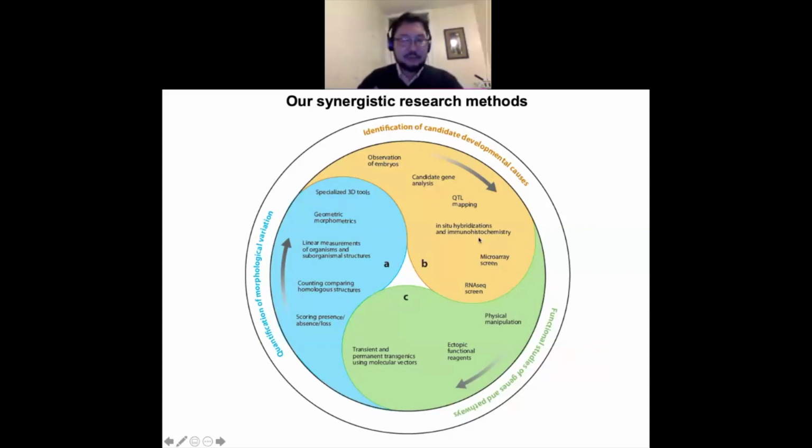The orange are the methods of comparative embryology, where we compare embryos, developmental strategies of different species, to understand which developmental changes can help us explain those morphological variations. And finally, in green are the experimental methods, where we take those candidate genes, take those candidate cellular processes, and we subject them to experimental analysis. And we try to essentially explain those morphological changes which we see at that level.